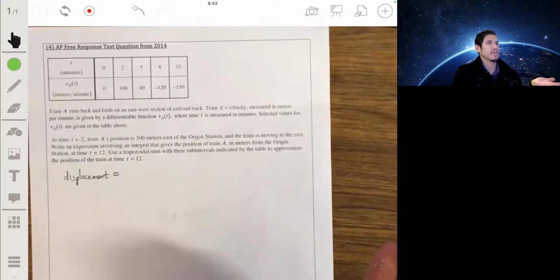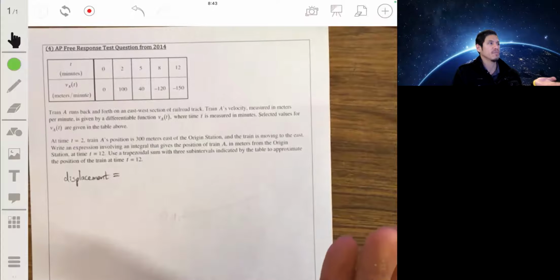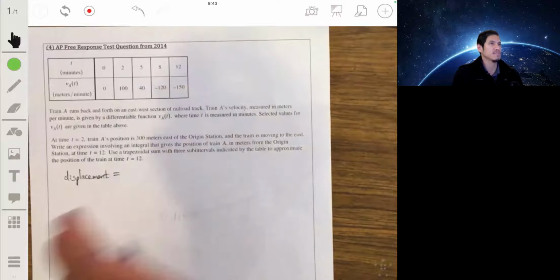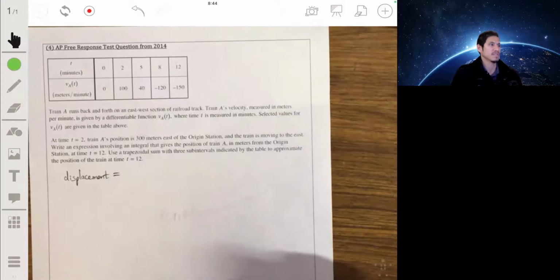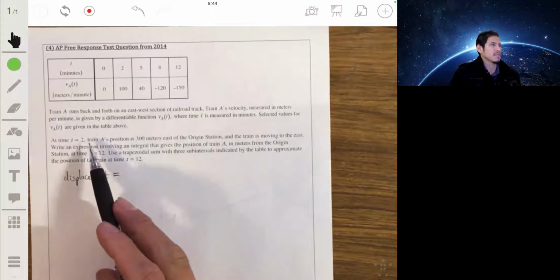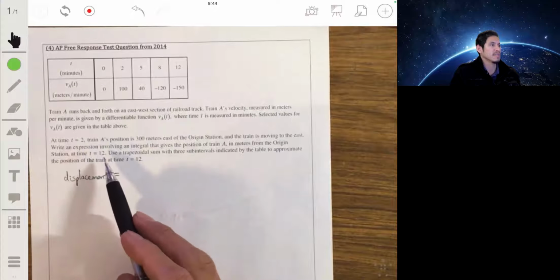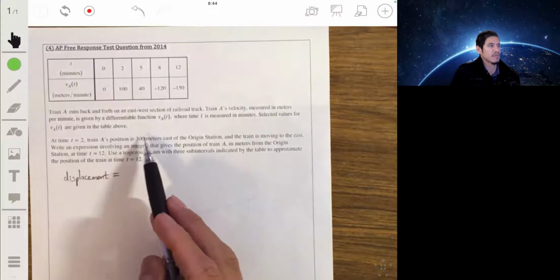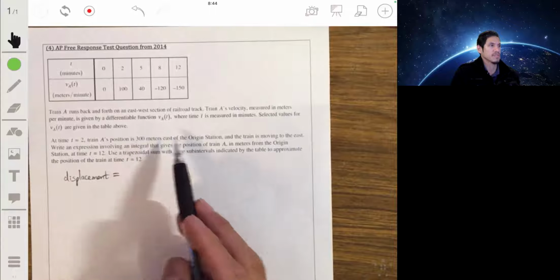So, like, maybe an object is at position 0 at time t equals 0, and it moves 10 feet to the right, and so its displacement is 10 feet. The displacement could be 0: it could be 10 feet to the right, and then 10 feet to the left, so it's back at the original position, so the displacement is 0. So we want to see what the displacement is of the train from time t equals 2 to time t equals 12. Then we can figure out where it is from this original position of 300 meters east.